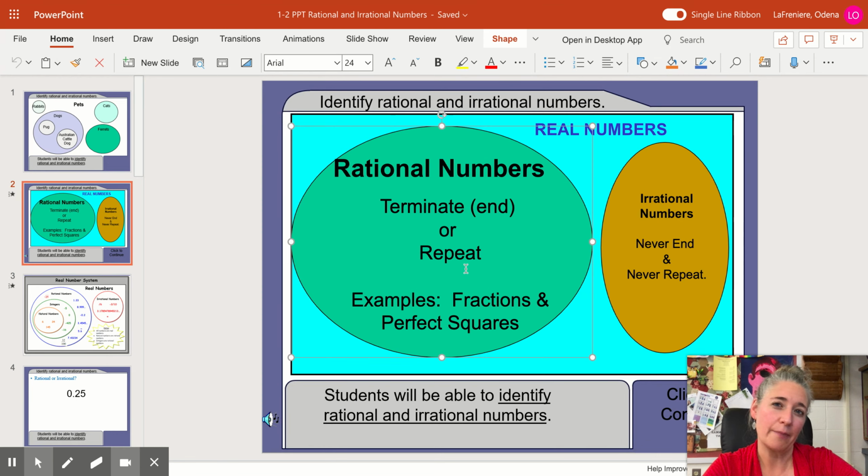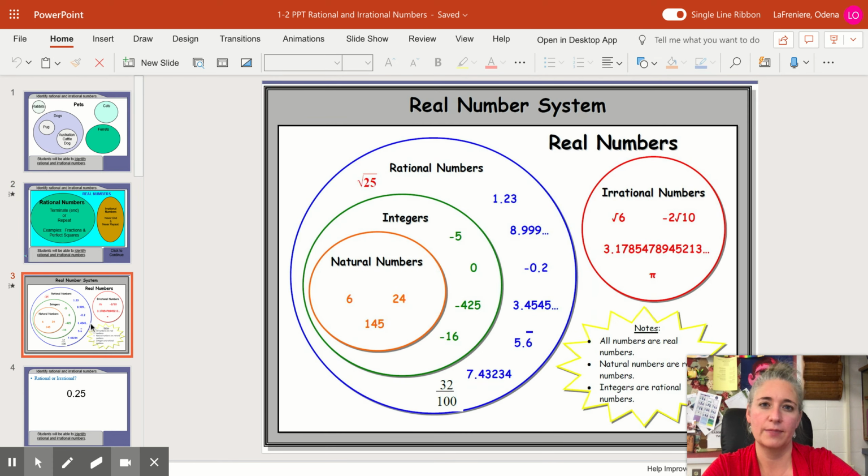Some examples that may not come to mind when you hear that are fractions and perfect square roots. Irrational numbers are decimals that never end and never repeat. So let's look at this a little closer with some examples.